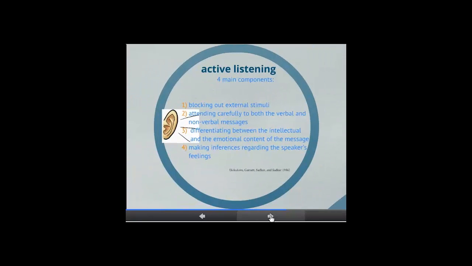There are four main components of active listening. First, blocking out external stimuli, attending carefully to both the verbal and nonverbal messages, differentiating between the intellectual and the emotional content of the message, and making inferences regarding the speaker's feelings.